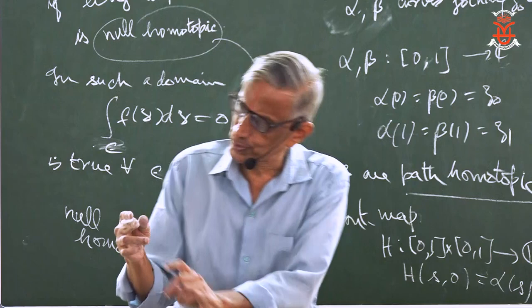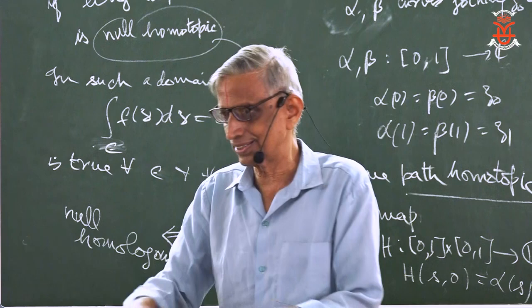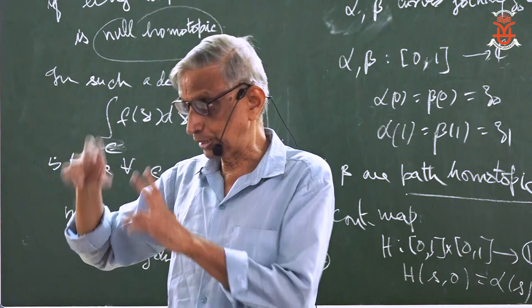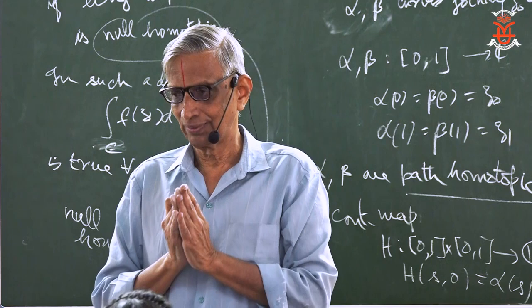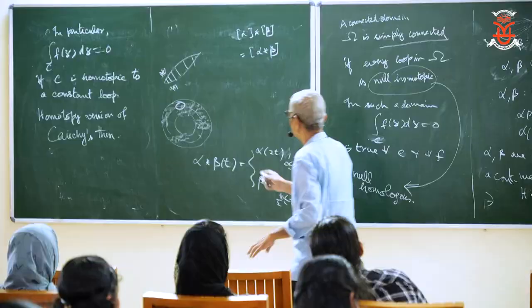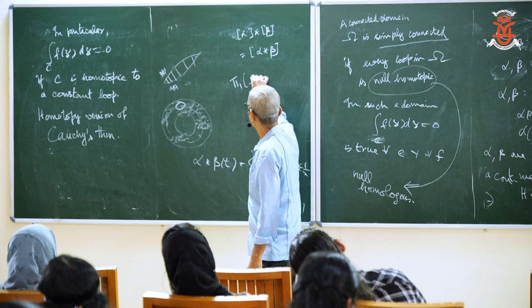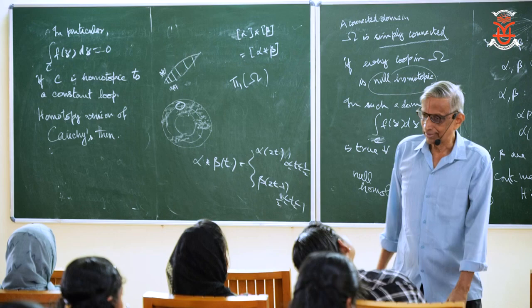And once you have a loop, you have what is called the reverse loop, the same loop traversed in the opposite orientation. The equivalence class of that gives you the inverse, and the set of all these loop homotopy classes forms a group under this multiplication. This is what is called pi 1 of your domain omega, the fundamental group.